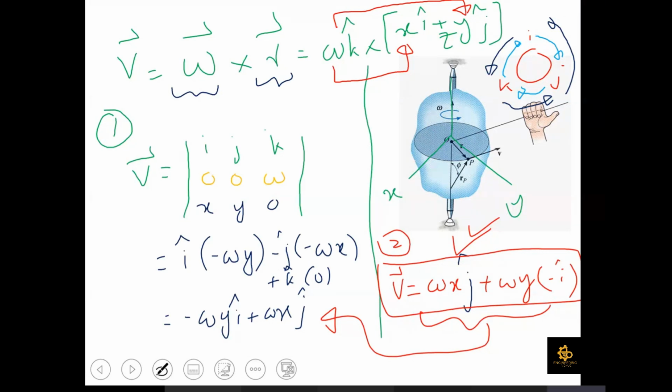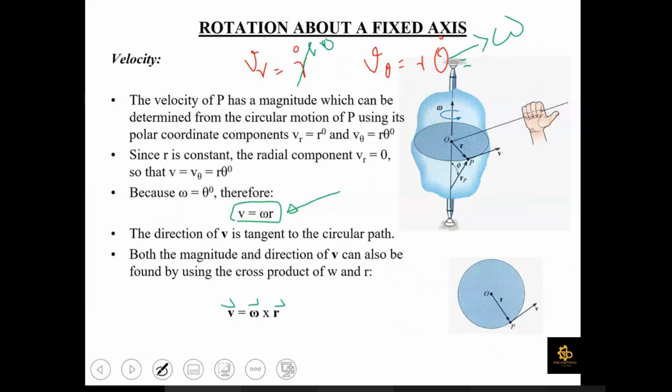Okay, so moving back to our lecture, whenever you have a rigid body which is in rotational motion and you are asked to determine the magnitude of velocity of any point on that rigid body, you can use v equal to omega r for finding the scalar magnitude of velocity.